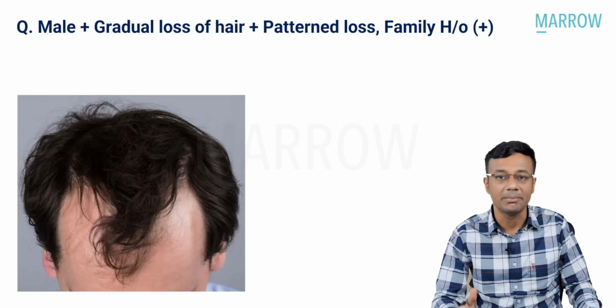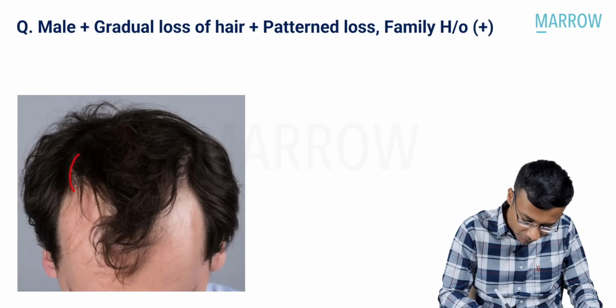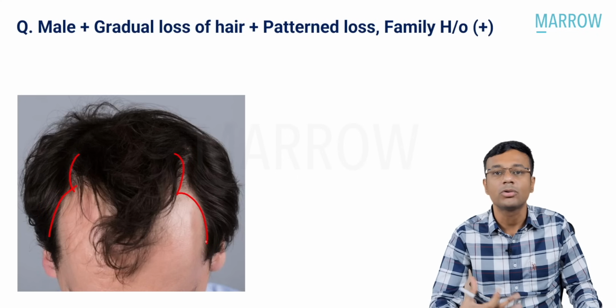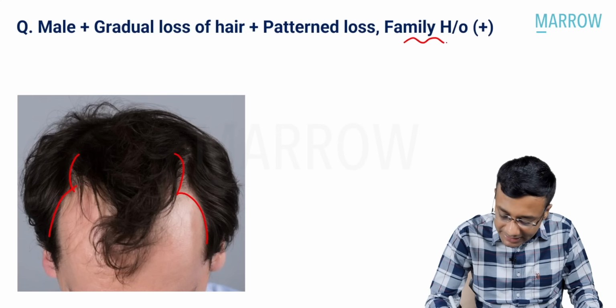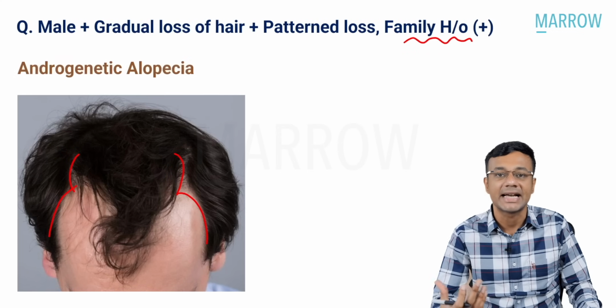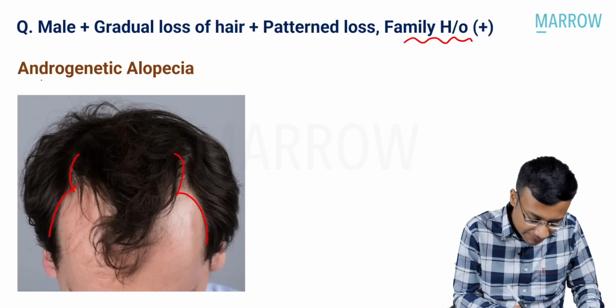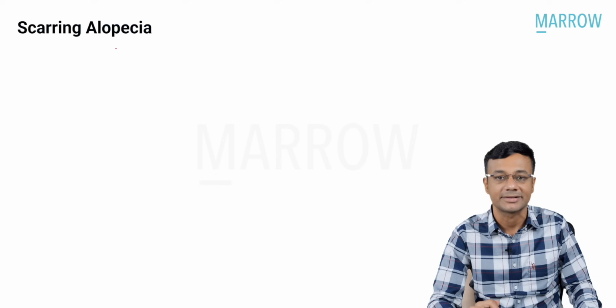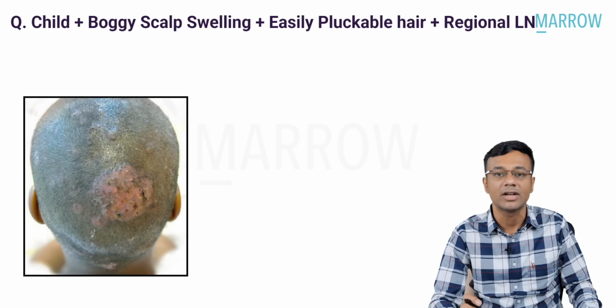Here we have a case of a male who presents with gradual hair loss, which is in a patterned way. So look at this pattern. This is frontotemporal recession. There is also family history of similar hair loss in a gradual pattern. So this condition is called as androgenetic alopecia, wherein there are androgens as well as genetic factors responsible for hair loss. Next, we move on to scarring alopecia.